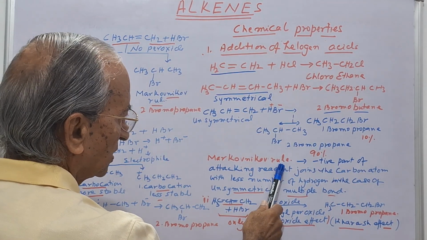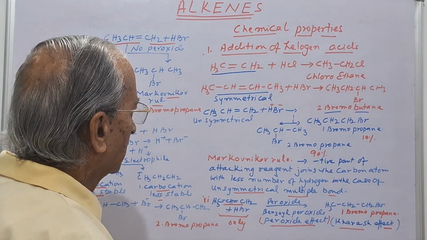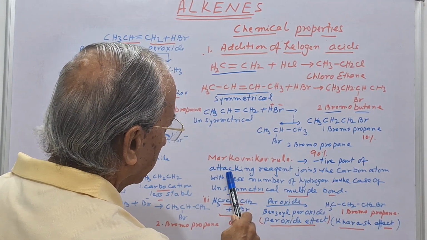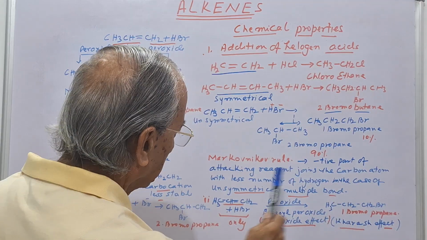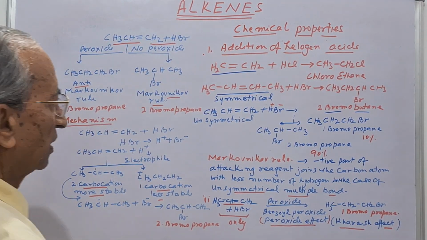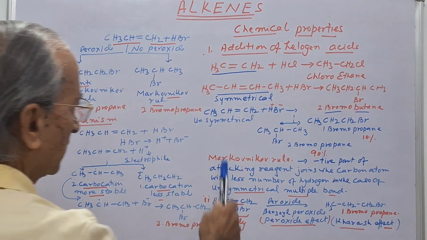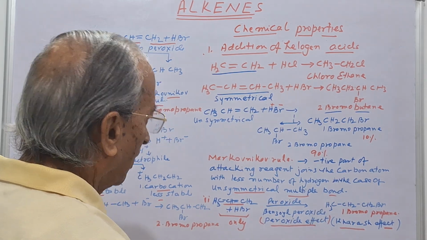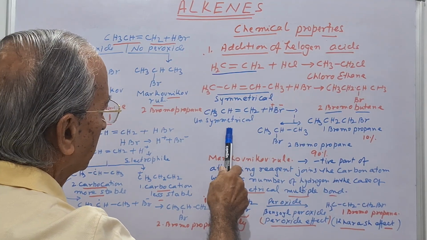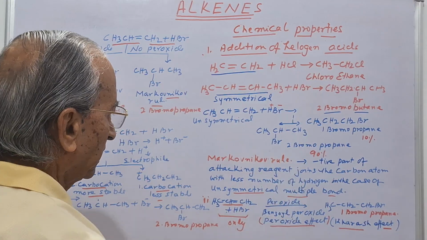So Markovnikov's law states that in the case of unsymmetrical compounds, the negative part of the attacking reagent joins the carbon atom with less number of hydrogens, and the hydrogen will join the carbon atom which has more hydrogens. This is in the case of unsymmetrical multiple bonds. Now here, in the case of propene, HBr reacts.